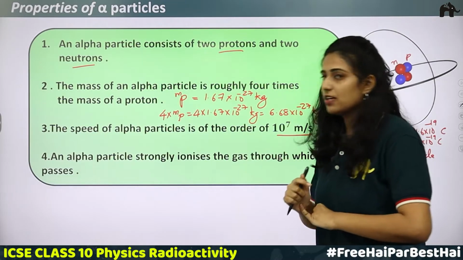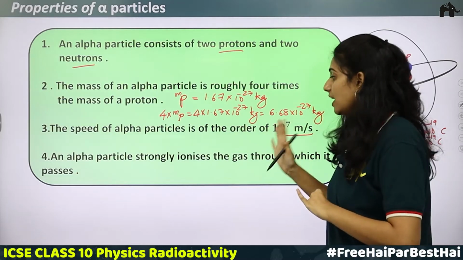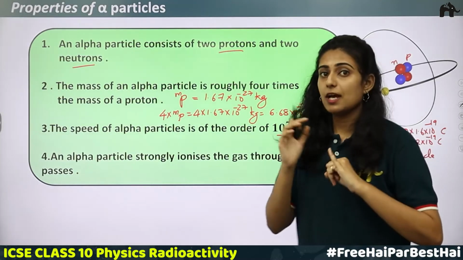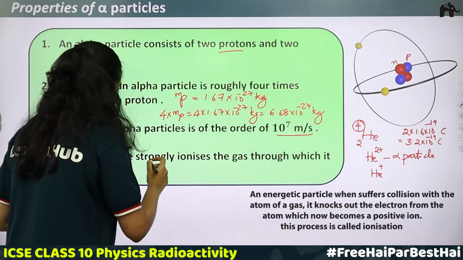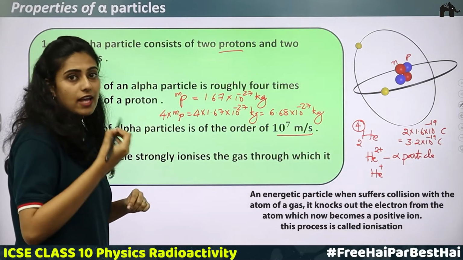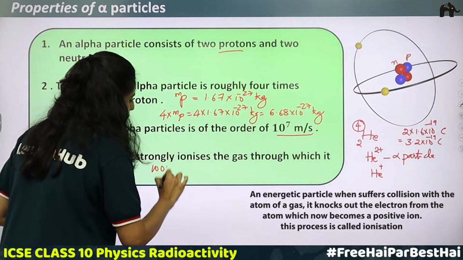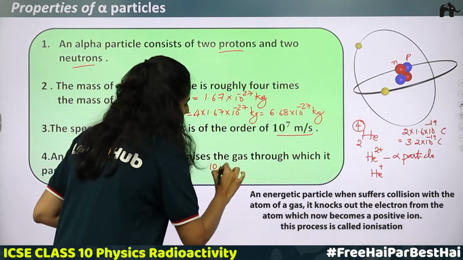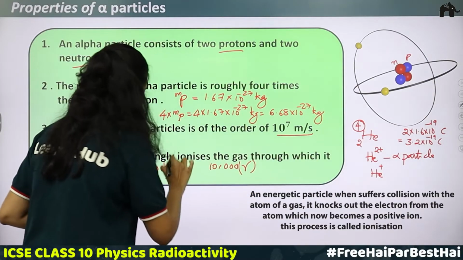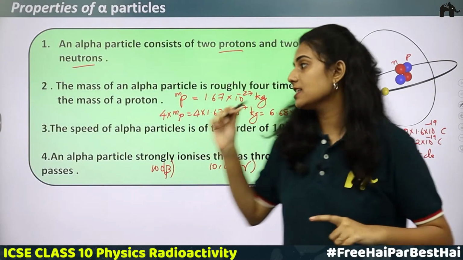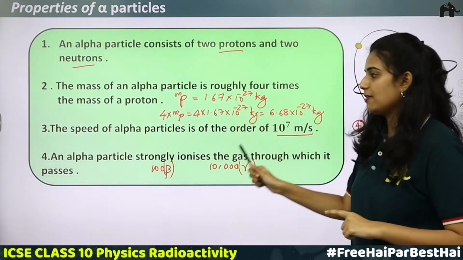Next, an alpha particle strongly ionizes the gas through which it passes. So, the ionizing power of alpha particle, when it ionizes a gas, is very high compared to the beta particle and gamma particle. So, the ionizing power of alpha particle is 100 times that of beta particles and 10,000 times that of gamma particles. Okay. So, ionizing power is highest or maximum for alpha particles.